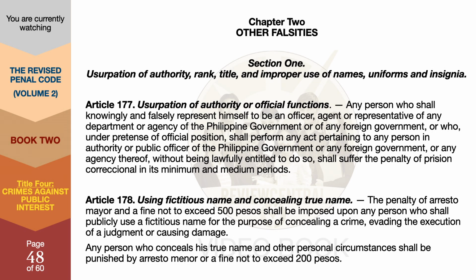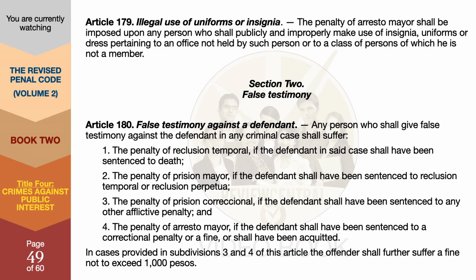Article 178. Using fictitious name and concealing true name. The penalty of arresto mayor and a fine not to exceed 500 pesos shall be imposed upon any person who shall publicly use a fictitious name for the purpose of concealing a crime, evading the execution of a judgment or causing damage. Any person who conceals his true name and other personal circumstances shall be punished by arresto menor or a fine not to exceed 200 pesos. Article 179. Illegal use of uniforms or insignia. The penalty of arresto mayor shall be imposed upon any person who shall publicly and improperly make use of insignia, uniforms or dress pertaining to an office not held by such person or to a class of persons of which he is not a member.